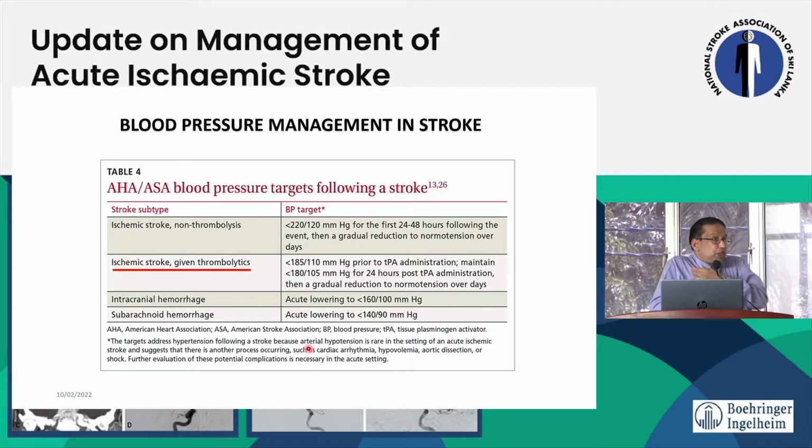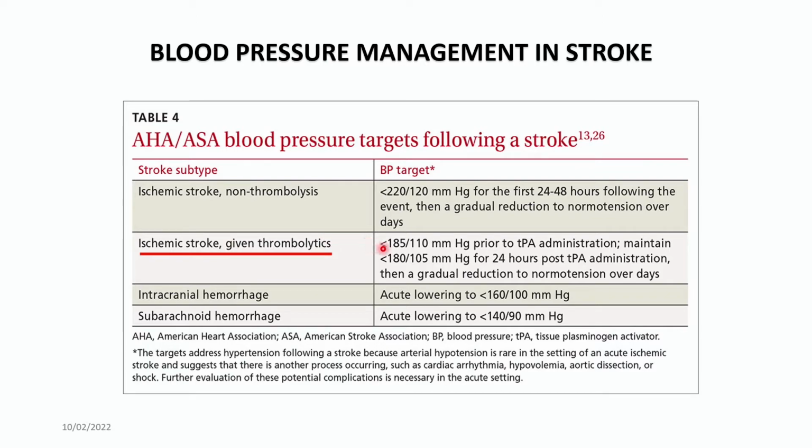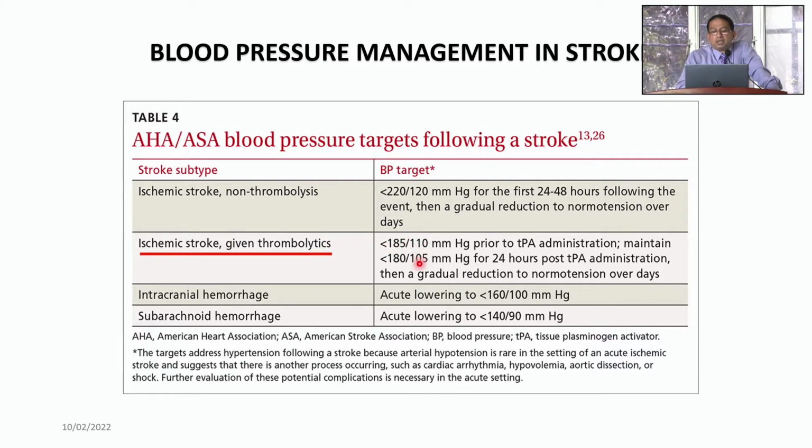The other important thing is blood pressure management. As you know, there are blood pressure targets following a stroke. This chart gives you, for patients who are given thrombolytics, the target should be 185/110 prior to treatment, and 180/105, that is 5 millimeters of mercury less, for the rest of the 24 hours.